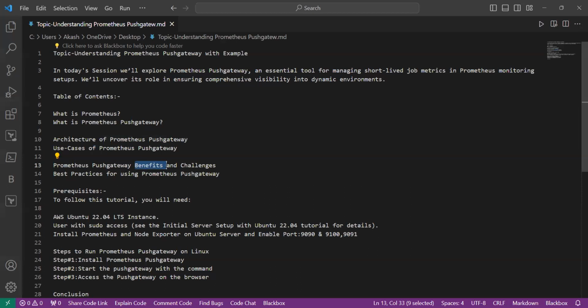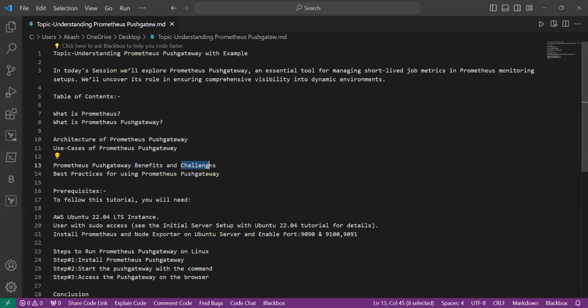Then Pushgateway facilitates centralized collection of metrics from various sources, including multi-step workflows and external services, for unified monitoring. And with the help of Pushgateway, we get a simplified monitoring setup, which simplifies monitoring setup by providing a mechanism for targets without long-lived endpoints to expose their metrics to Prometheus.